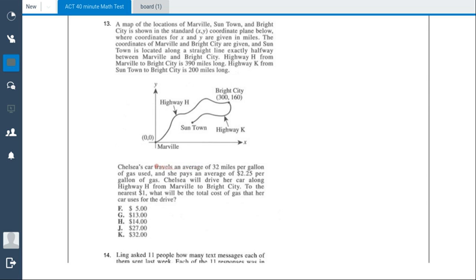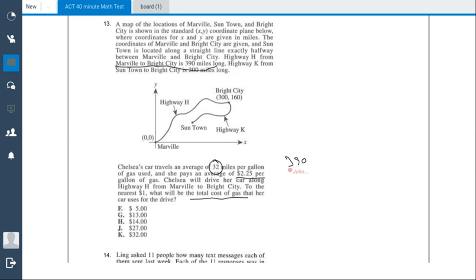Chelsea travels an average of 32 miles per gallon. She pays that much per gallon. And we want to find out what the total cost of the gas would be. So the first thing we need to do is figure out how many miles she drove. So she drove from Bright City to Marville. From Bright City to Marville is 390 miles.